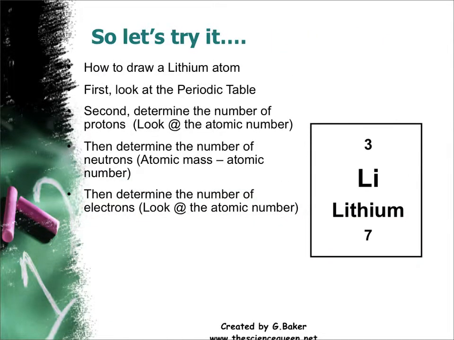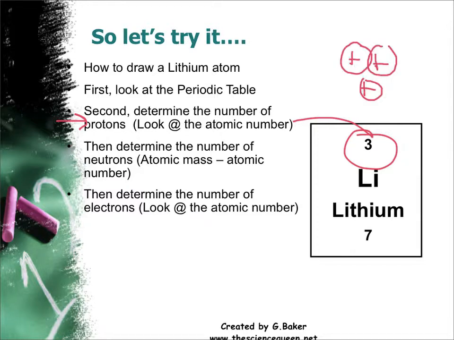So let's take a look at this picture here, this square from the periodic table, and try it. If we want to draw a lithium atom, we look at the periodic table and find the number of protons. So we go to the atomic number, which is right here. That's the number of protons we're going to have. So we're going to have 3 protons, 3 positive charges, which I have helpfully drawn for you right up above there.